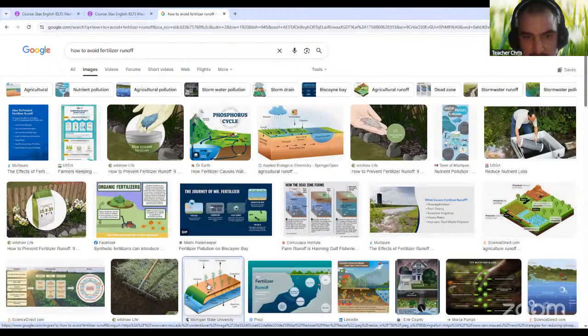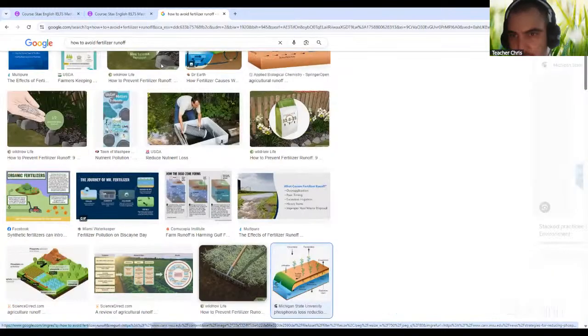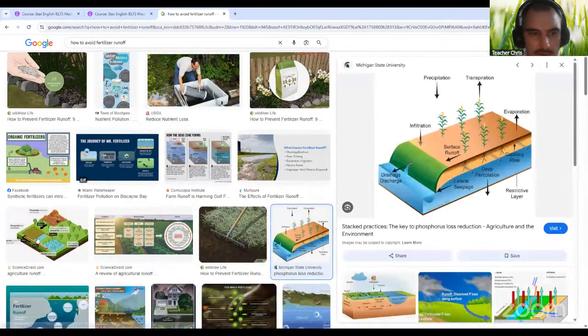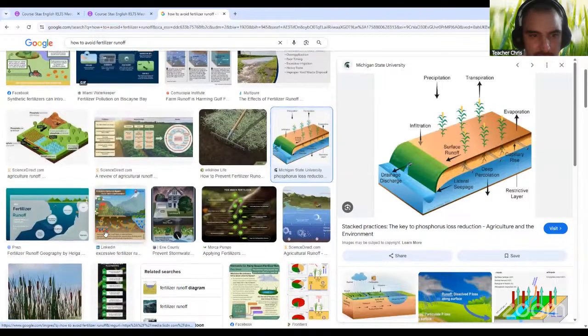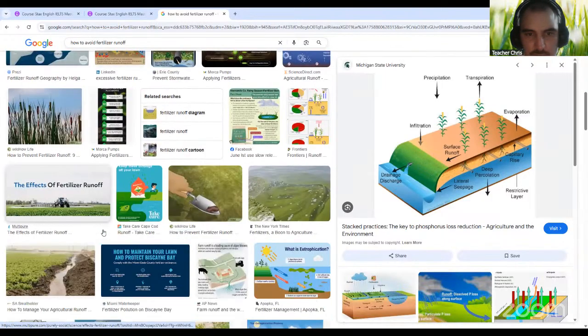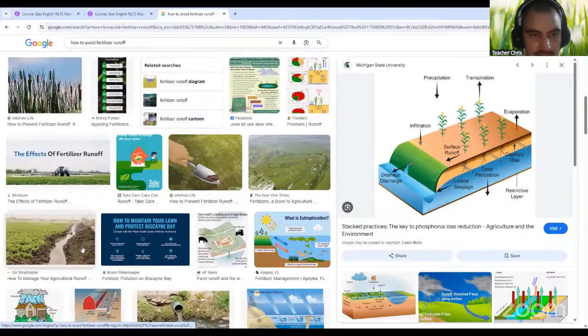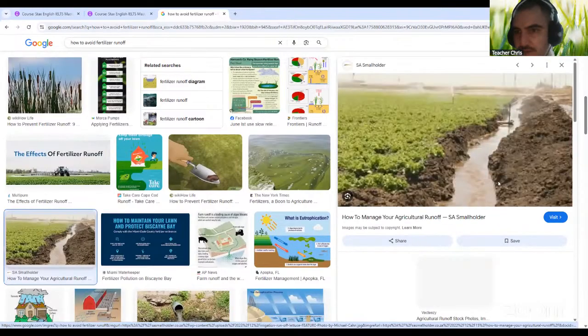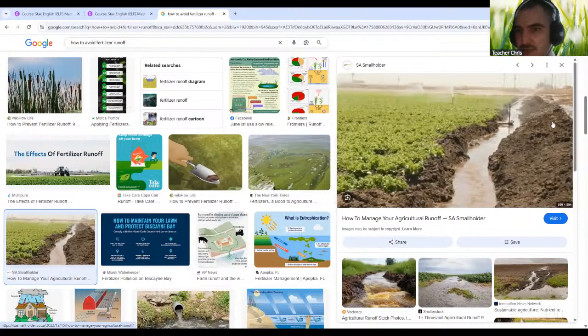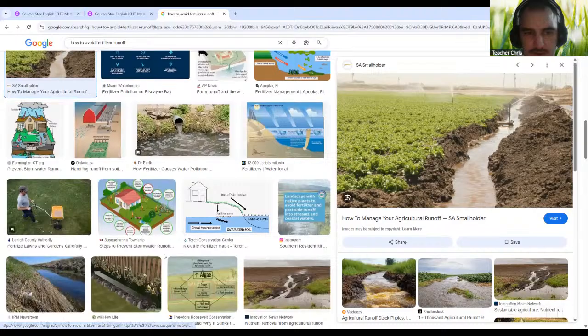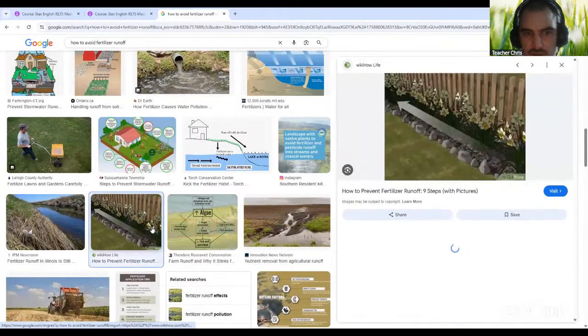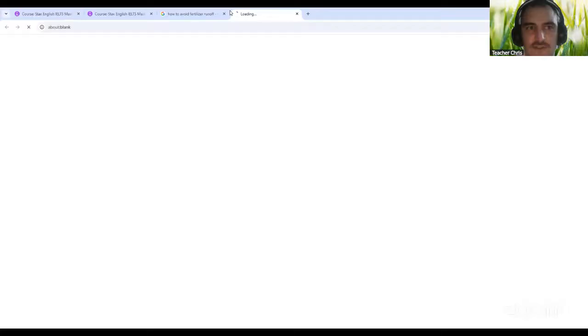So I think we can find an example somewhere. Yeah, you can have something growing around the edges of the farm, which helps to soak up some of the fertilizer. So you can see here, look what they've done. They've dug a little irrigation drain and put up just a little mound there. And you can put some trees or plants around the perimeter that will absorb the fertilizer. Very good.